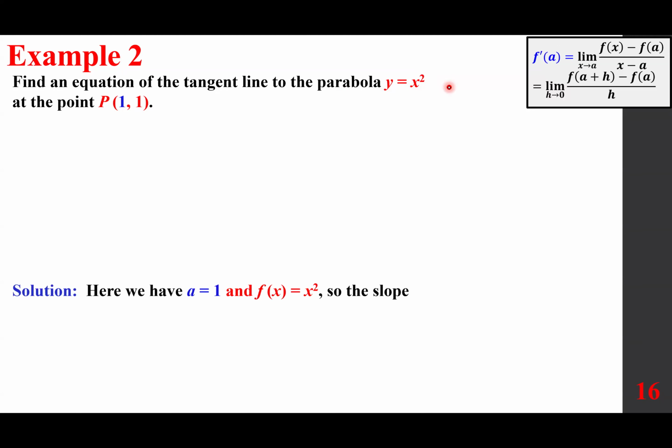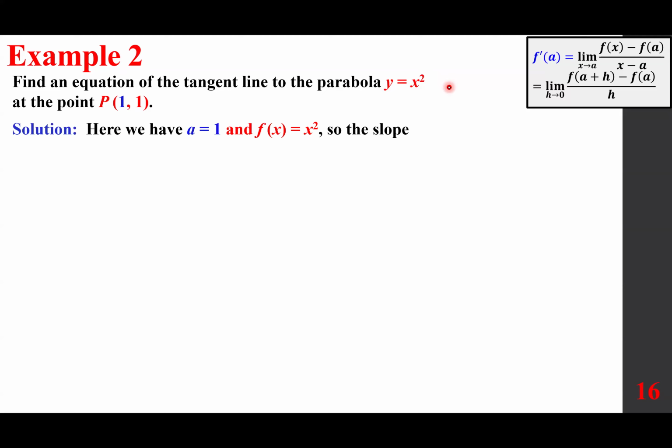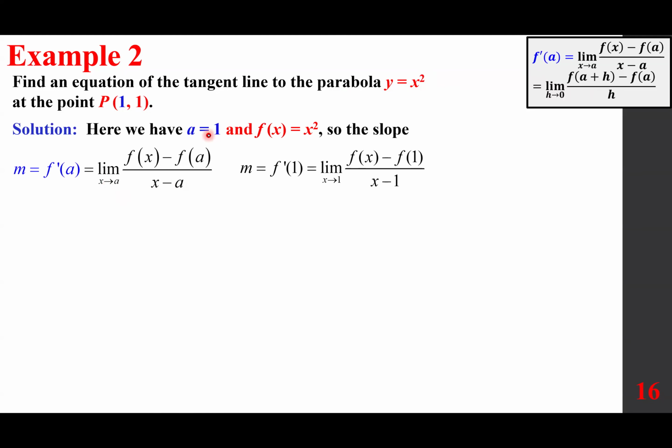In this case, a is 1, f of x is x squared. And we are going to use one of those definitions to find m, in this case f prime of a, which is the limit of f of x minus f of a over x minus a as x approaches a. And of course, a is 1. Replace the f of x with x squared, f of 1 with 1. If you plug in, you get 0 over 0.